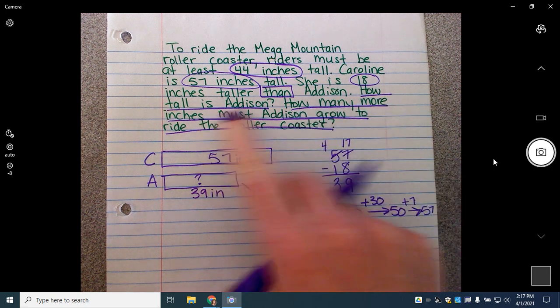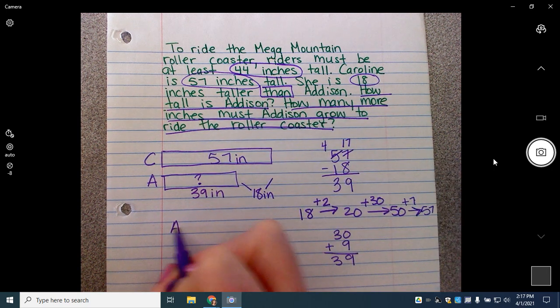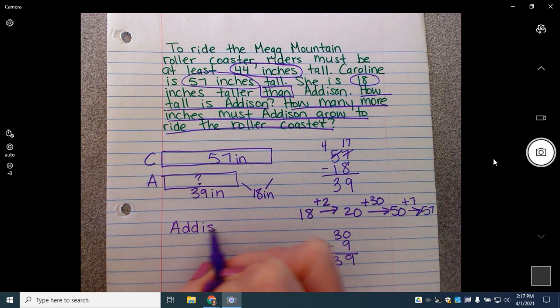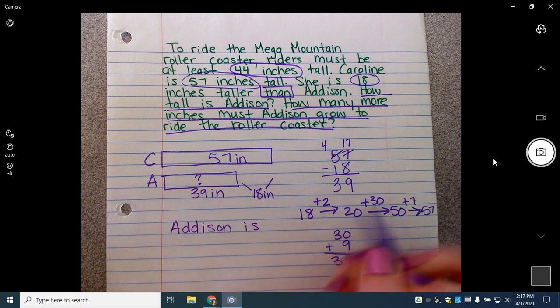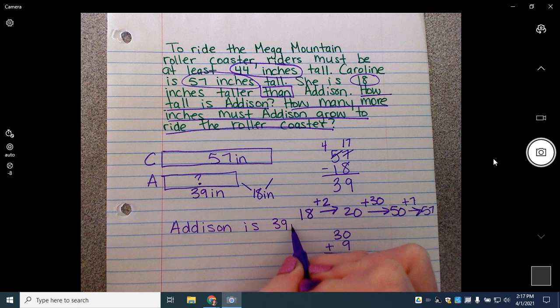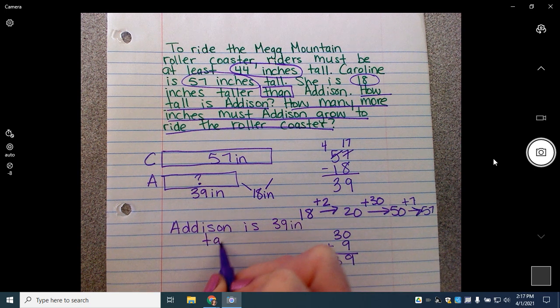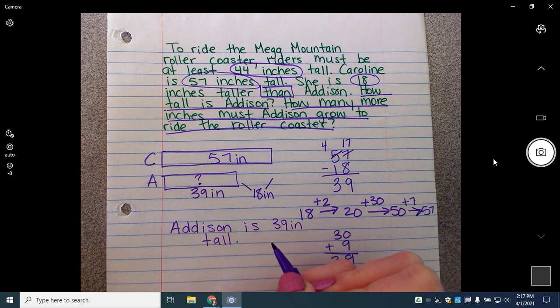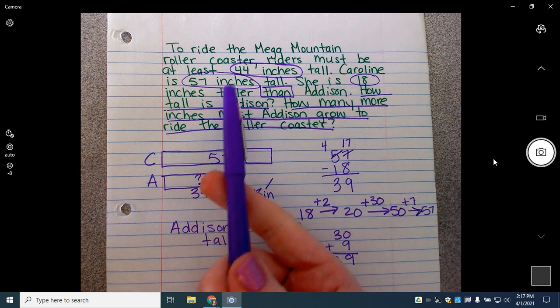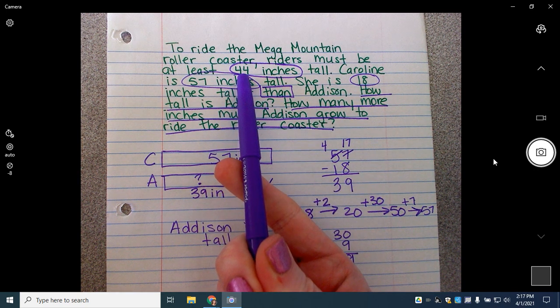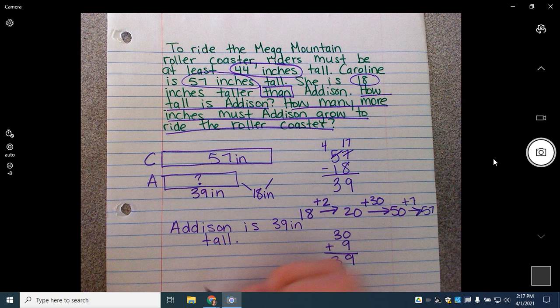So how tall is Addison? Addison is 39 inches tall. The second question said, how many more inches must Addison grow to ride the roller coaster? Well, we know that you have to be 44 inches to ride the roller coaster. She's 39. So we need to either do arrow way or subtract. I'm going to show you both ways. 44 minus 39.